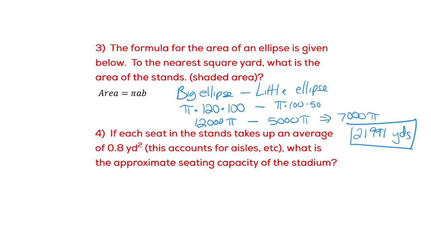All right, so all we have to do is take our 21,991 and divide it by the 0.8. Okie doke. And so the seating capacity here would be 27,400, and I'll go ahead and just round that to 89 would be the seating capacity.